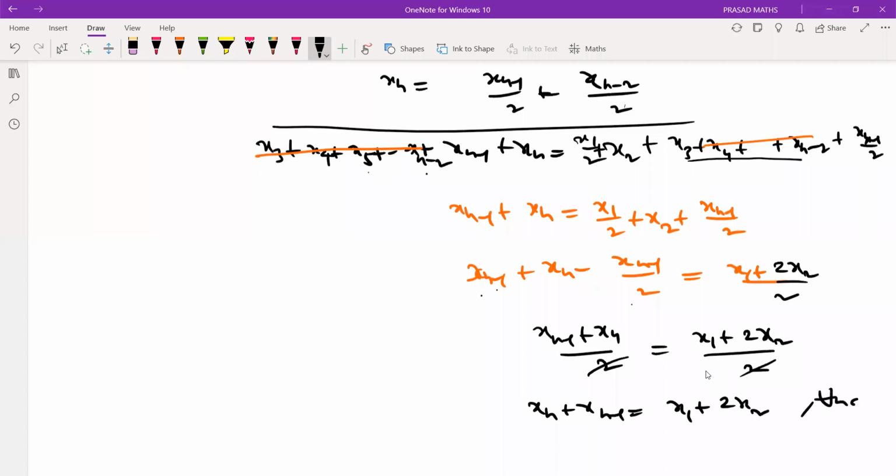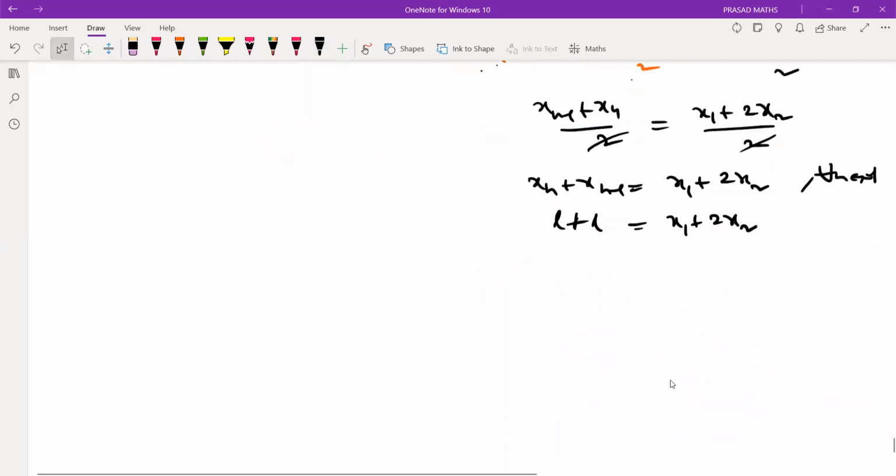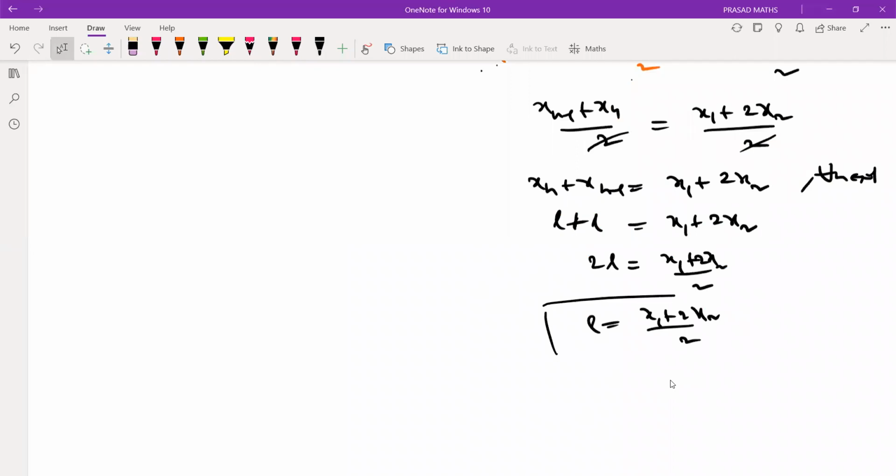This is true for every n. Again, letting n tend to infinity, my limit is L. Applying the limit, because it was shown that it is convergent, 2L is equal to x1 plus 2x2 by 2. Therefore L is equal to x1 plus 2x2 by 2. This is a standard limit. We can remember x1 plus 2x2 by 2.